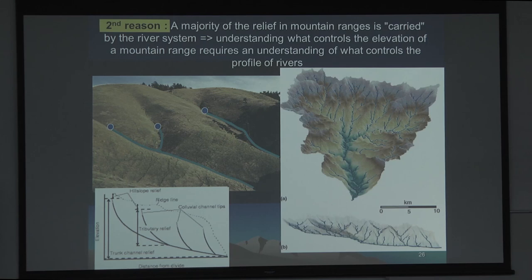It means by the fluvial network. So the fluvial network, it's like, I don't know how to say that in English, the skeleton in some way of the landscape. And the hill slope will be just the flesh on top of the skeleton.